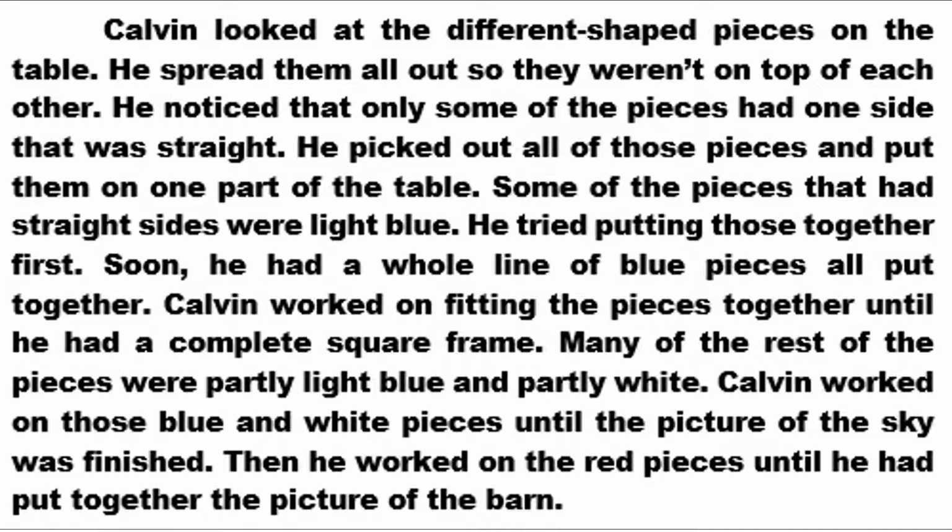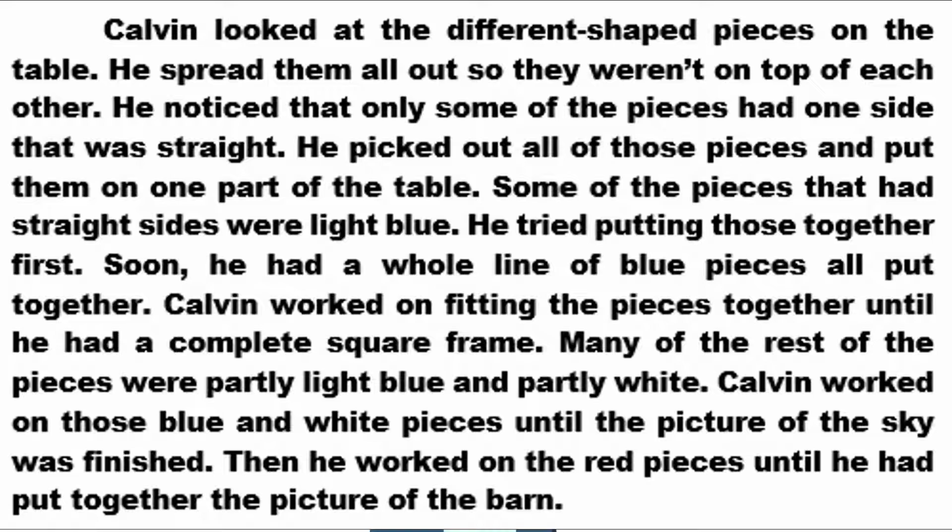Calvin worked on fitting the pieces together until he had a complete square frame. Many of the rest of the pieces were partly light blue and partly white. Calvin worked on those blue and white pieces until the picture of the sky was finished. Then, he worked on the red pieces until he had put together the picture of the barn. Did you get the short story clearly? You can go over it again before answering the following questions.